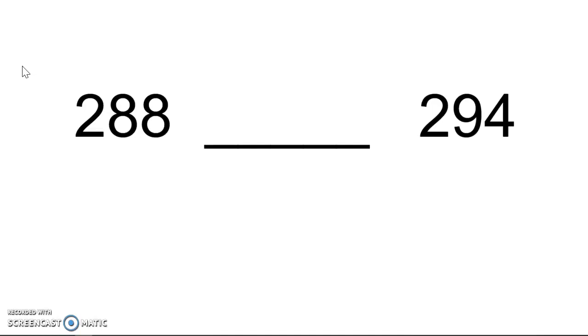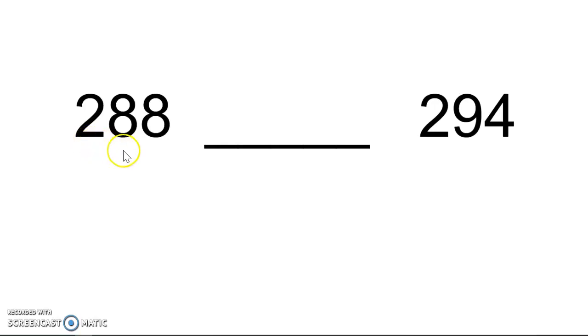So let's look at this example. We have 288 and we're comparing it to 294. Students should be able to recognize that these two numbers are close in value because they both start with 200. So they may want to count up or count back to see how close they are and to figure out if 288 is less than, greater than, or equal to 294.